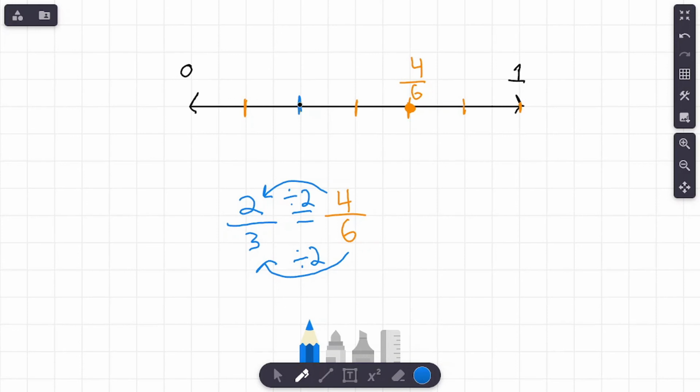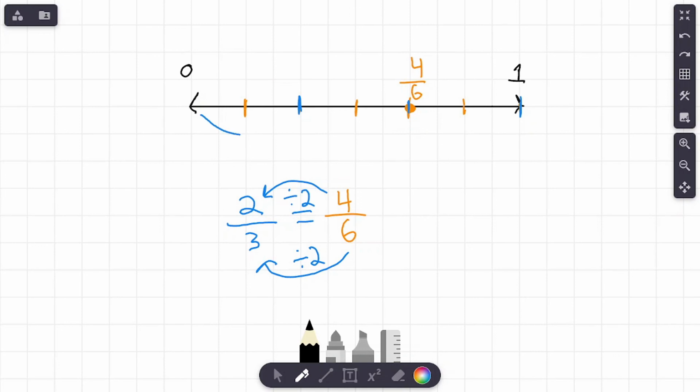There's 1, 2, 3. Would you agree? 1, 2, 3. 3 equal sections. Yeah, it's pretty close. I think the second one could be moved just a little bit. Yeah, right there. There we go. So 3 equal sections, 1, 2, 3. We're looking for the numerator of 2. So let's draw that in.